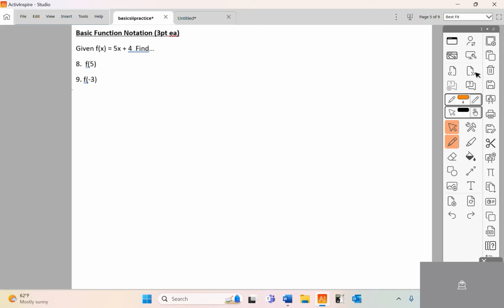Moving forward, we've got the basic function notation. Please do not let F notation mess with you. It's not meant to. If I'm looking at 8, F of 5, this says let X be 5. That's all it says. It doesn't say set it equal to 5. It just says let that X be 5. So I see an X, it becomes a 5. I add 4.